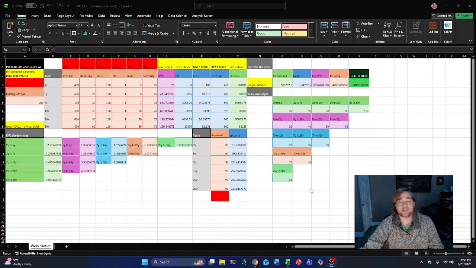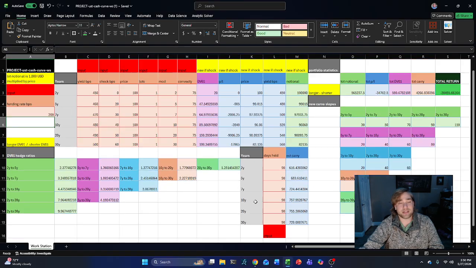Hi, thanks for watching. I'm just going to give a quick overview of my Treasury Workstation. So right here, we have inputs for the bonds, we have an output of hedge ratios, we have curve slopes, a carry table, and finally portfolio statistics. I'm going to break through each section and just explain its purpose.